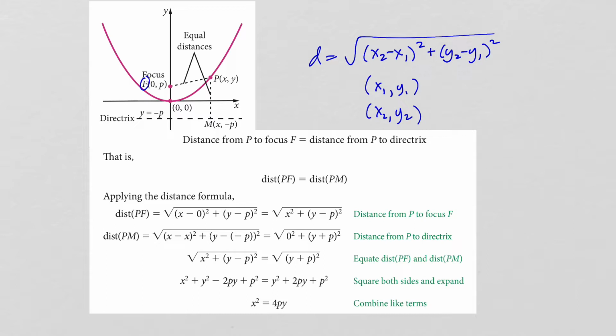So for point F and point P, we are taking the point (0, p), right? So that represents the focus. And then we're taking any point on the parabola, which we're calling (x, y). And the distance between those 2 points, if I apply the distance formula, is the square root of (x minus 0) squared plus (y minus p) squared. And if you simplify this, (x minus 0) squared is x squared, and we end up with this distance here. Then we do the same thing for the distance between point P and point M.